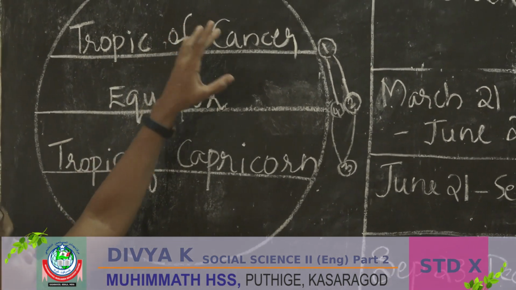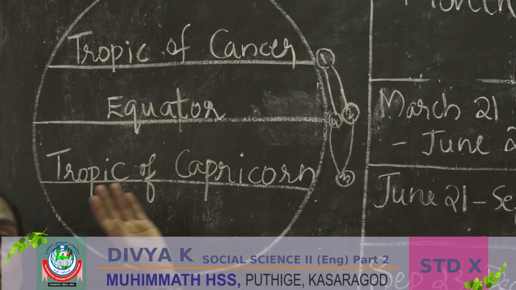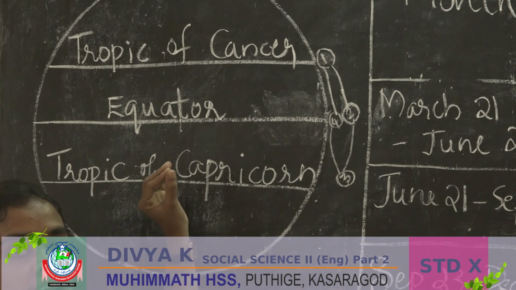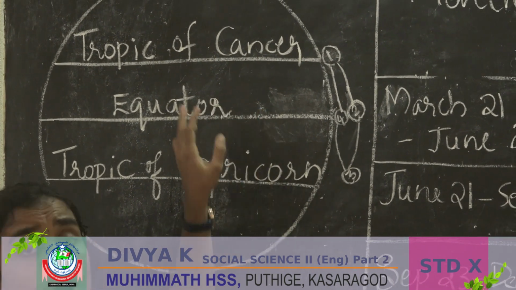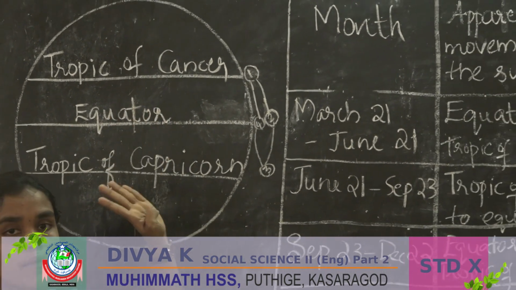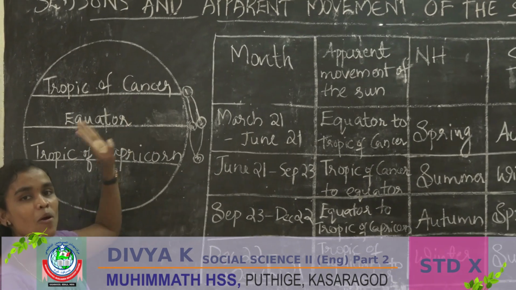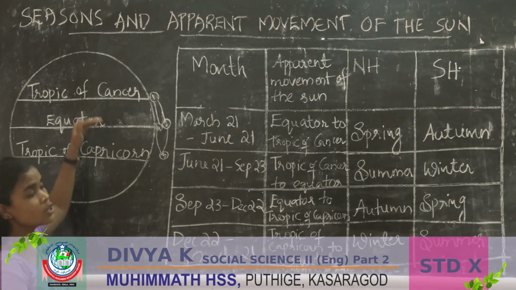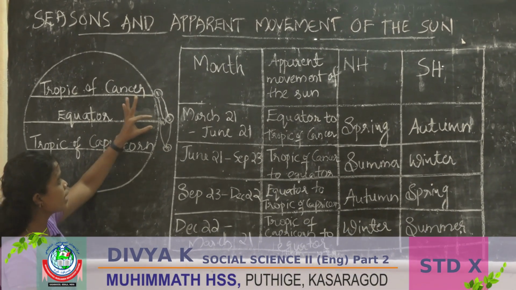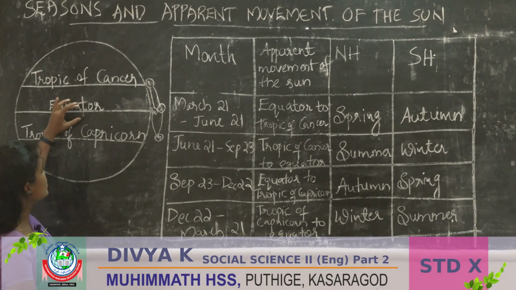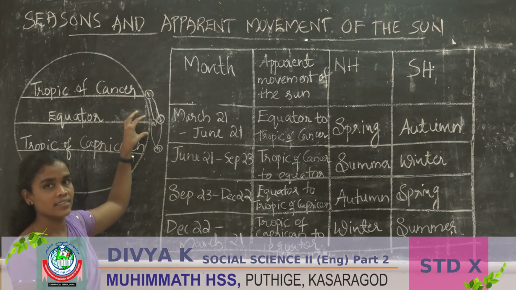The sun apparently shifts between Tropic of Cancer and Tropic of Capricorn 4 times in a year. Is it clear? How many times? 4 times. This is very important. 4 marks, 4 movements of the sun in between Tropic of Cancer and Tropic of Capricorn. Let's discuss from where it starts its journey. There is no doubt it starts its journey from the equator. The equator is considered the home of the sun.